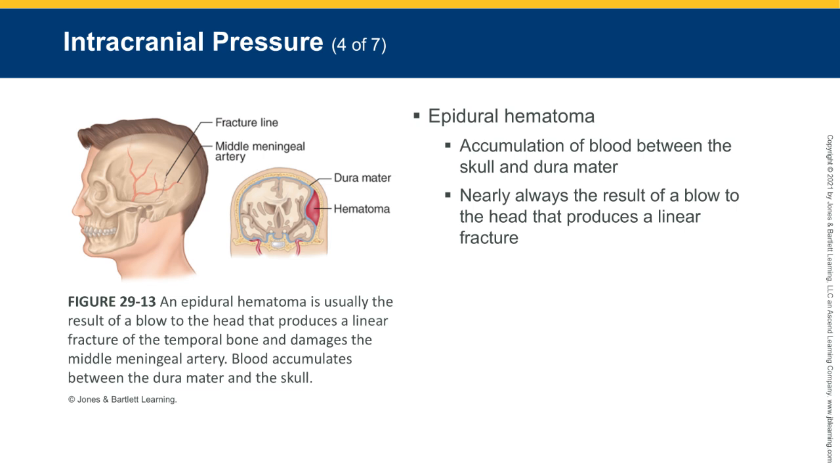An epidural hematoma is the accumulation of blood between the skull and dura mater. This is often caused by a blow to the head that results in a linear fracture of the temporal bone, damaging the middle meningeal artery. Epidural hematomas can rapidly increase ICP, leading to serious neurological deterioration.